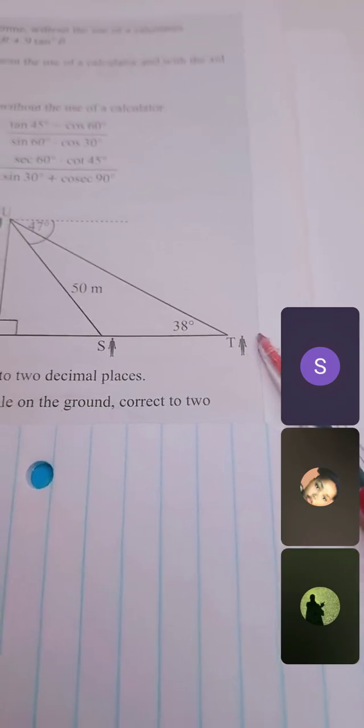Looking down at the person with the horizontal, an angle is formed. It's 47 degrees. They call that the angle of depression, of S from U. That's 47. Then they say the angle of elevation of U from T is 38 degrees. So this person is looking up at the friend.